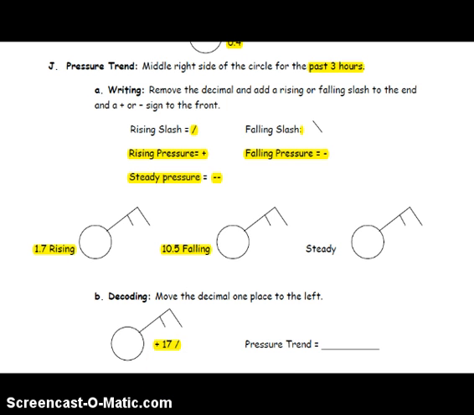Okay, so we'll do a few practice problems with these tomorrow during class, but make sure you have everything filled out. If you need to rewatch anything, feel free to do that as well.